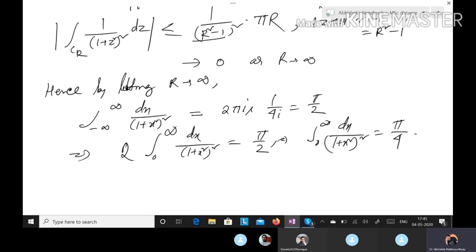So these problems can be solved by considering paths which are simple closed paths, taking a semicircle union a line segment. So I must end today's lecture here.